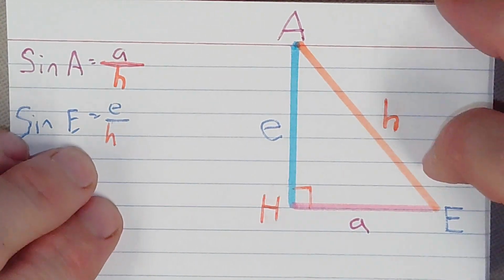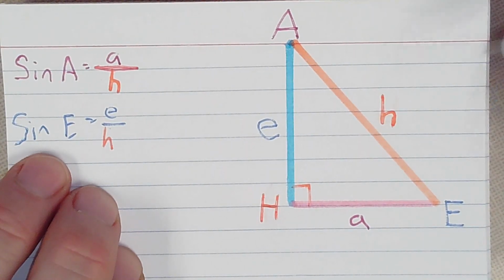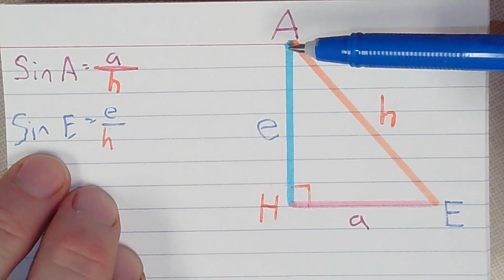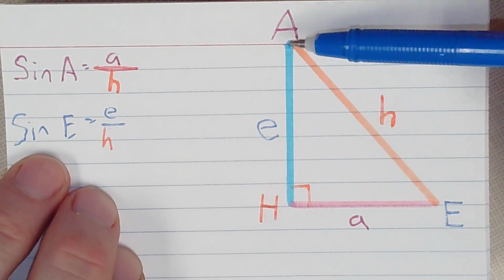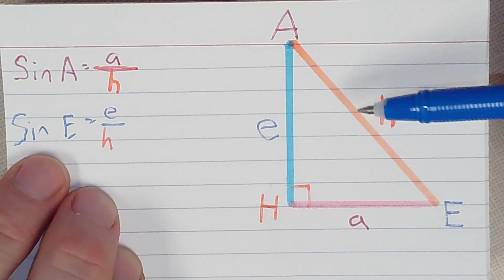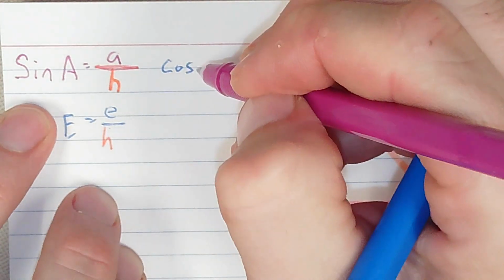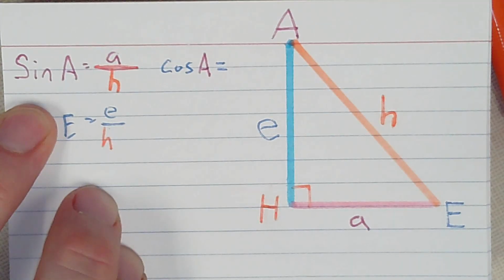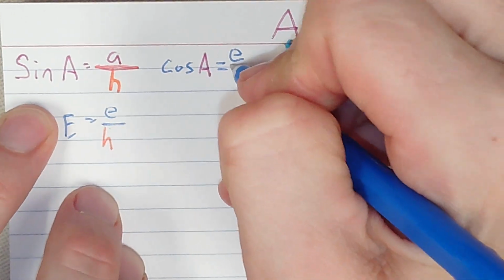But that's not the only ratio we can use. If we wanted to figure out this angle's adjacent line segment to the hypotenuse, there's a ratio for that. That's called the cosine. The cosine of A equals the line segment E divided by H.